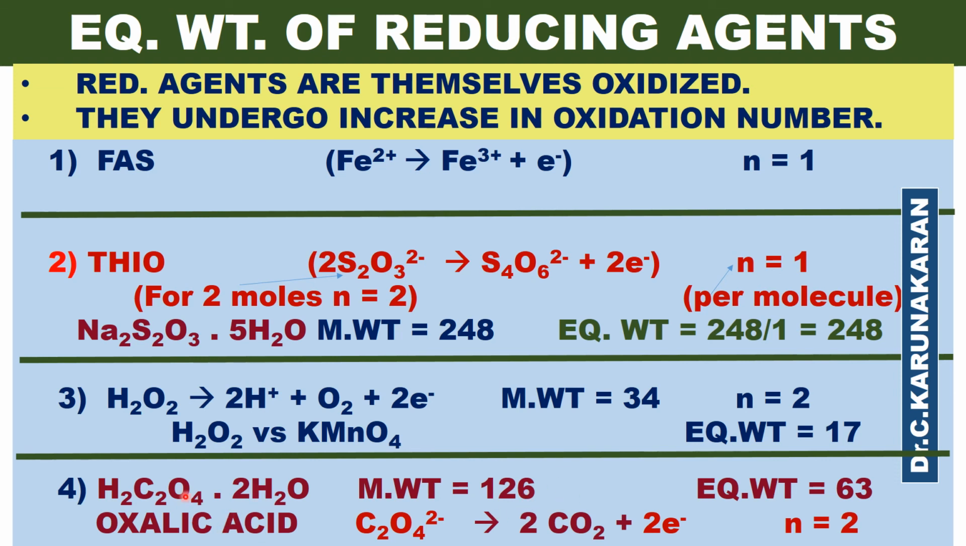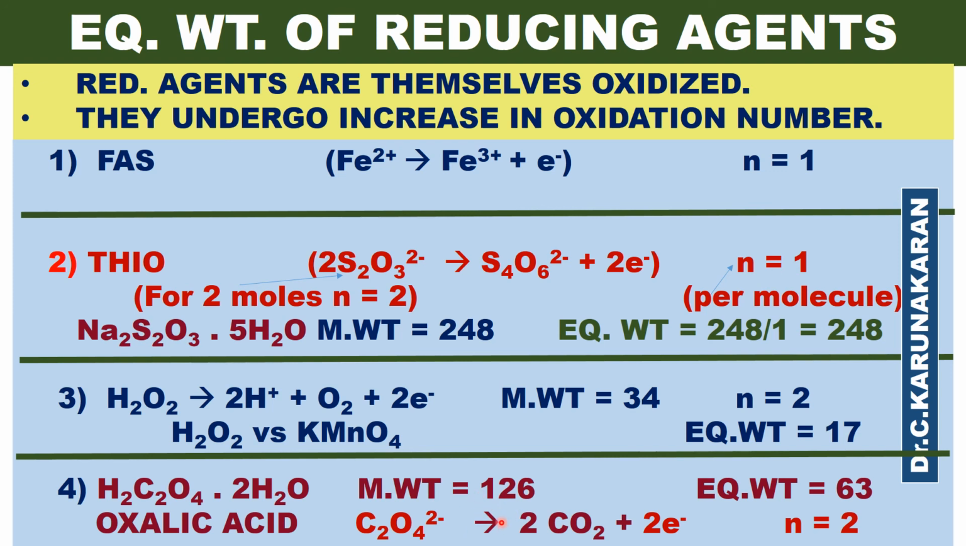In redox titration, oxalic acid versus KMnO4, C2O4 2 minus is oxidized to 2 CO2 plus 2 electrons. Reducing agents are oxidized, therefore 2 electrons are lost, and N equals 2, because to balance we need to add 2 electrons. Further, this titration occurs only in the presence of heat.